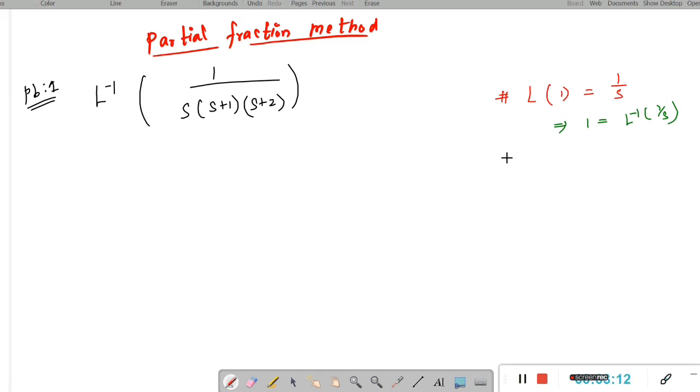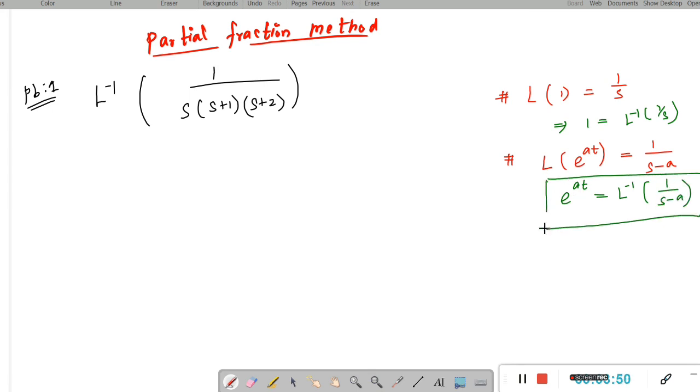Similarly, I am going to apply L of e power at. L of e power at is equal to 1 by s minus a. So by using the normal Laplace transform, I am going to find the inverse formula. So if you shift this L to the right hand side, you may get e power at equal to L inverse of 1 by s minus a. So this is the formula for L inverse of 1 by s minus a. So now I am going to apply this formula.